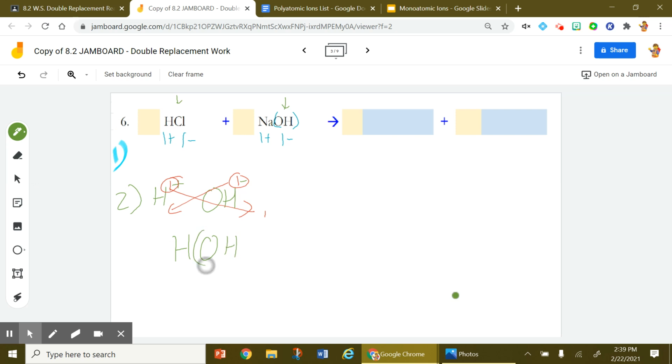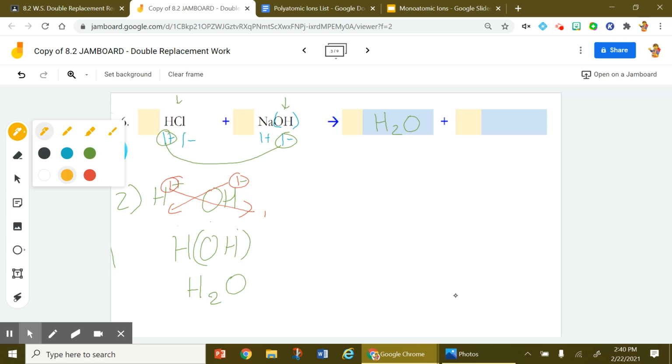HOH. Now, maybe you recognize this as being the formula for something else, a substance that has 2 hydrogens and an oxygen, very common. It's actually H2O. One of the products is H2O. Take a look. It's got 2 H's and an O. It's H2O. All right? So that's the first product that we create.